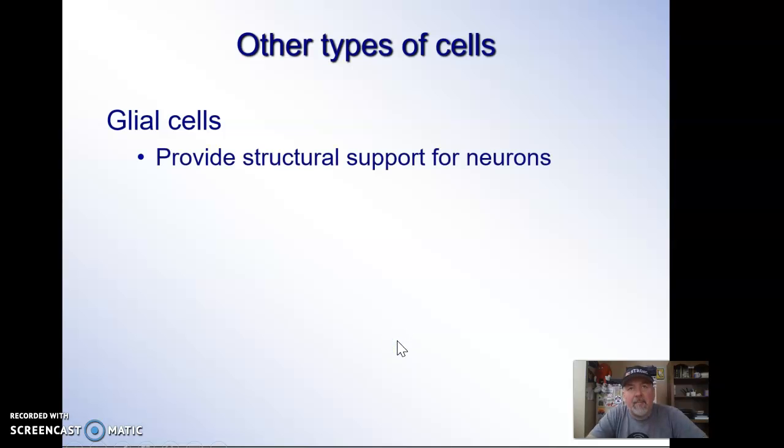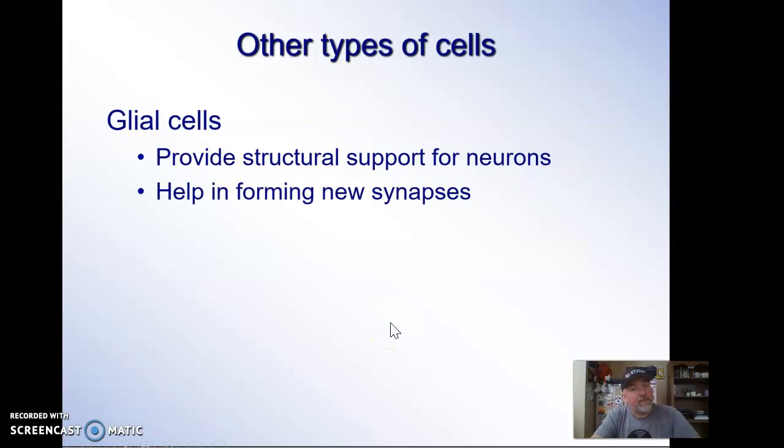We talked about how your brain changes shape. That is due in large part to your glial cells. Those are the support cells in your brain. It's kind of the glue. That's what I think of when I think glial, the glue that holds all of your neurons together. Your neurons have to sit somewhere. They sit in the glial cells. They help form new synapses, not new neurons, new synapses.